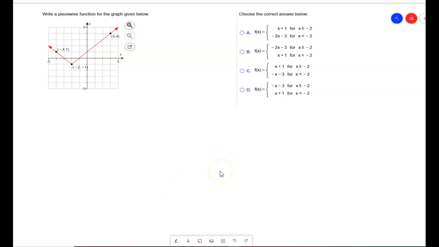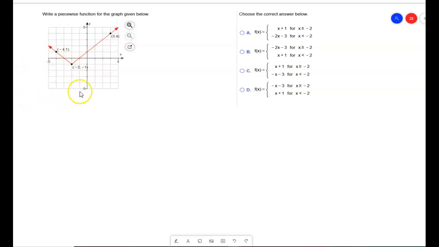Hey, this is Mr. Beckstrom, and I wanted to take a look at a sample problem from section 2.2. This is similar to number 14, and it says write a piecewise function for this graph here, this curve here.